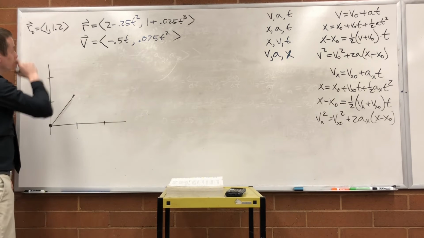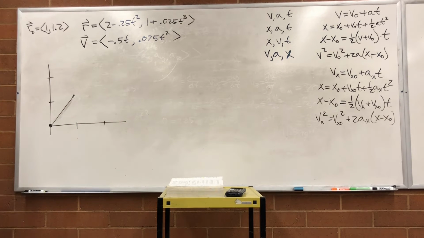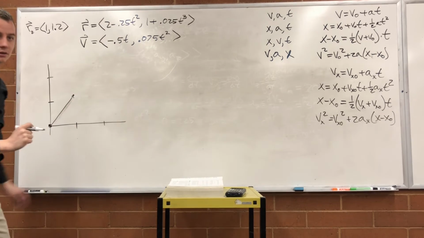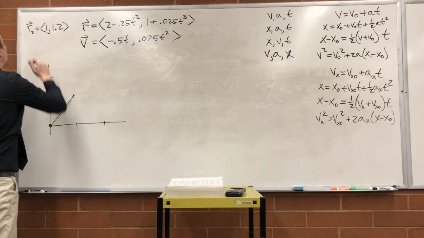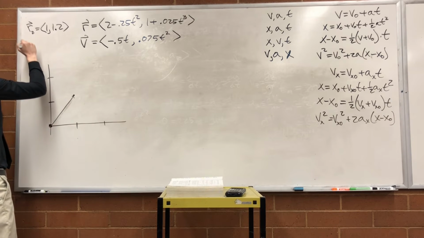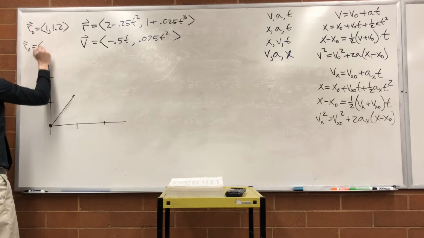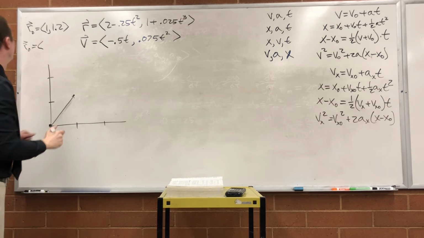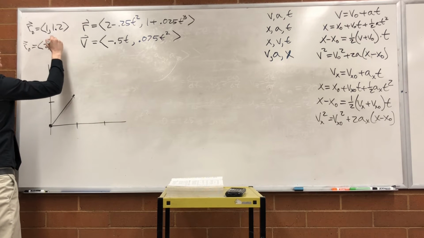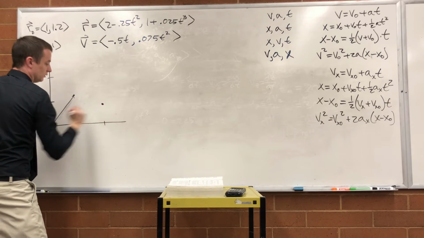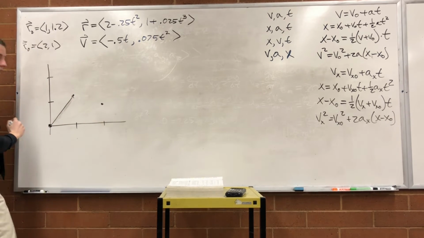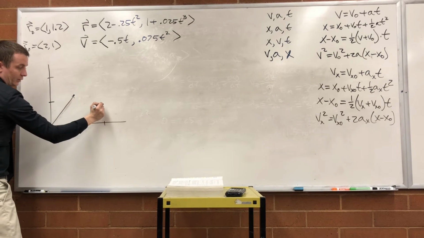Okay. Let's plot another couple points just to get a feel for the scene. What happens when we plug 0 in? You just get 2, comma 1. So R at 0 is equal to 2, comma 1. So 2, comma 1, so that was right here. Right, and so the position vector is the vector that points there.